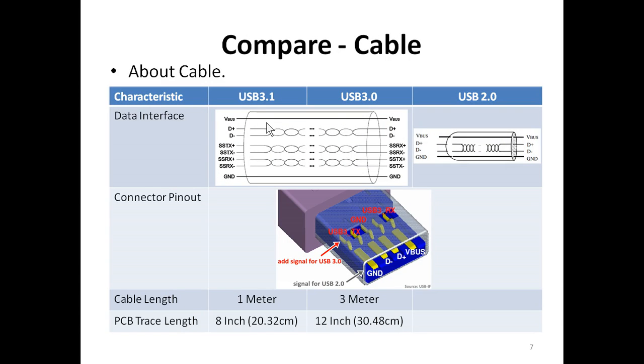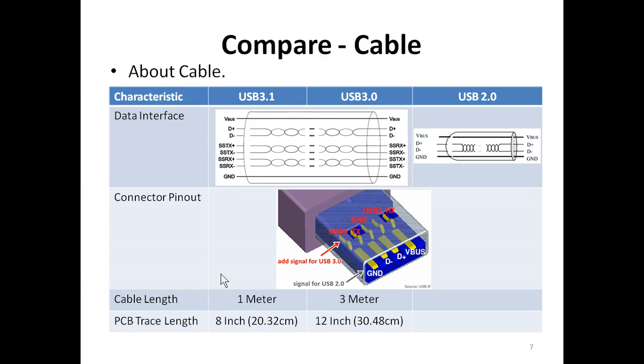Then if we compare the cable, these are the characteristics of USB 3.1, USB 3.0 and USB 2.0. USB 2.0 was like this: we have V bus, ground and D plus, D minus. In USB 3.0 and 3.1 it is almost similar. The connector pinout is like this: ground, D minus, D plus, V plus. Then these are the added signals of USB 3.0, and this was USB 2.0.